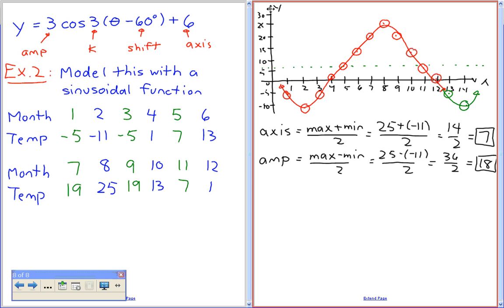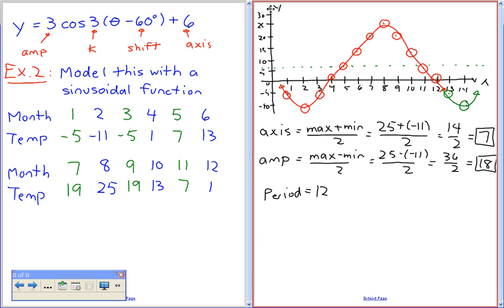Okay, so this one's a little bit tricky. The other thing you have to use is common sense here. We're talking about temperatures in months. If you think about temperatures, how often is the temperature going to repeat? Once a year, right? So that's just another way you can think. So my period here is going to be 12, for 12 months right here.